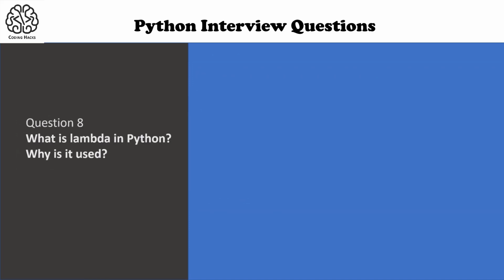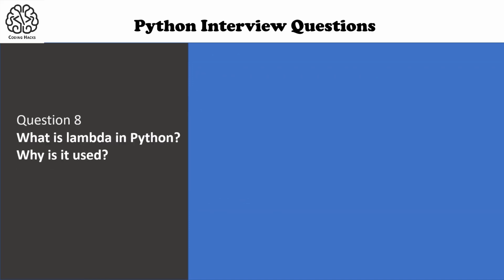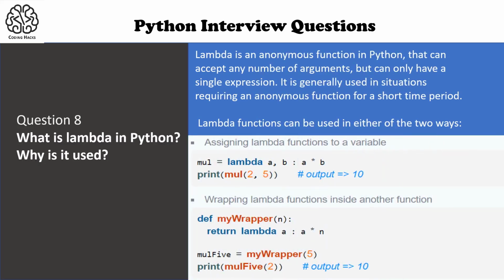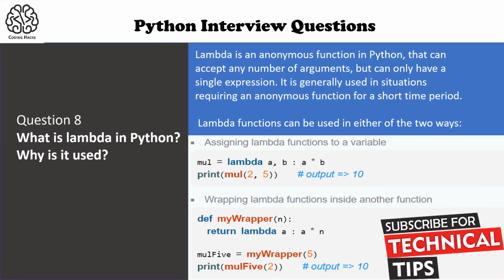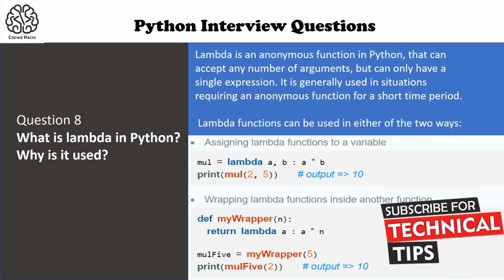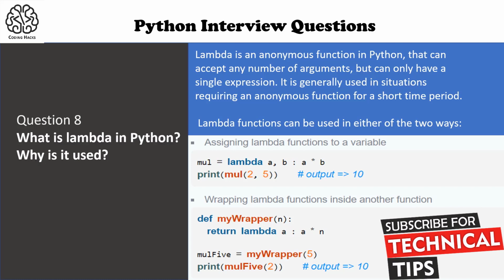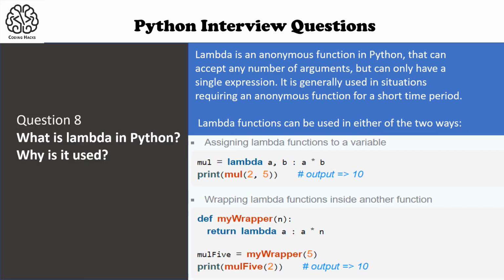Our question number 8 is, what is lambda in Python and why do we use it? Lambda is an anonymous function in Python that can accept any number of arguments. So, lambda functions can be used in two different ways. We can assign a lambda function to a variable, as well as we can wrap the lambda function inside another function.